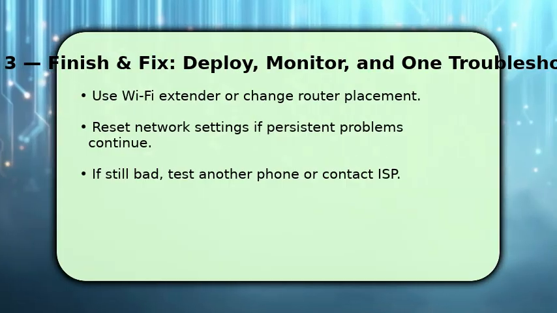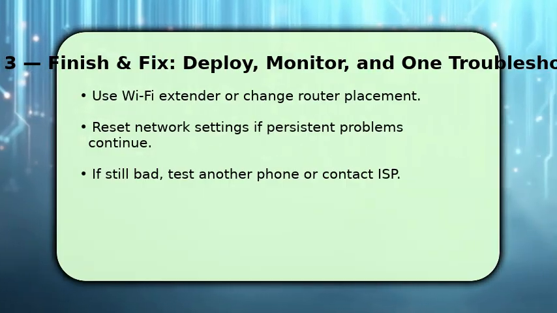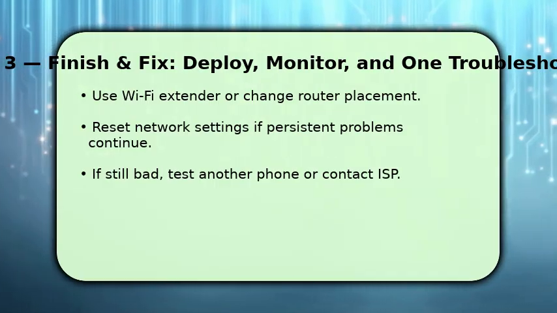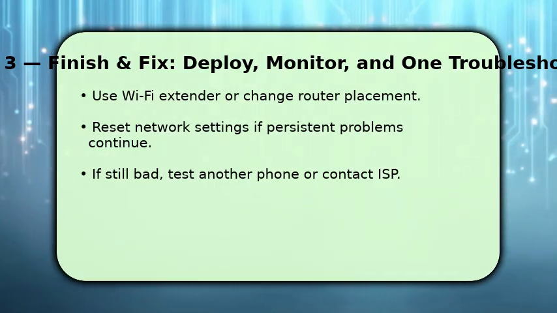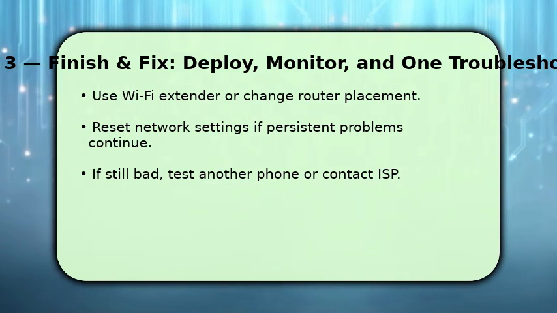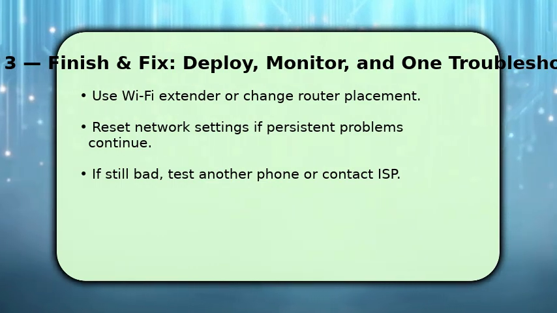If you still see poor range, test with another phone to isolate hardware faults. If the router fails both devices, contact your ISP or replace hardware. One key tip: try a wired speed test at the router to separate signal range from internet service problems.